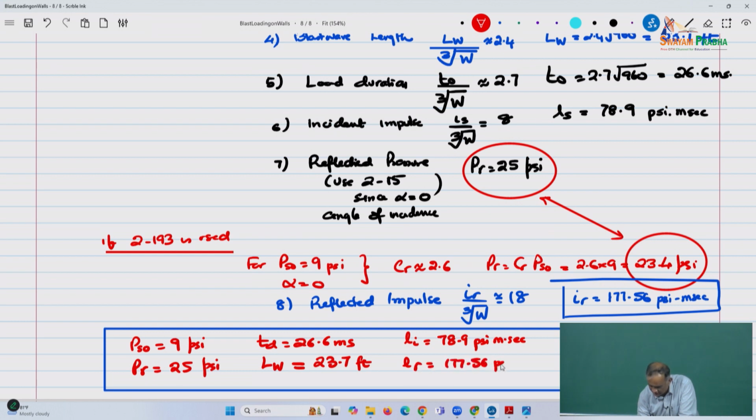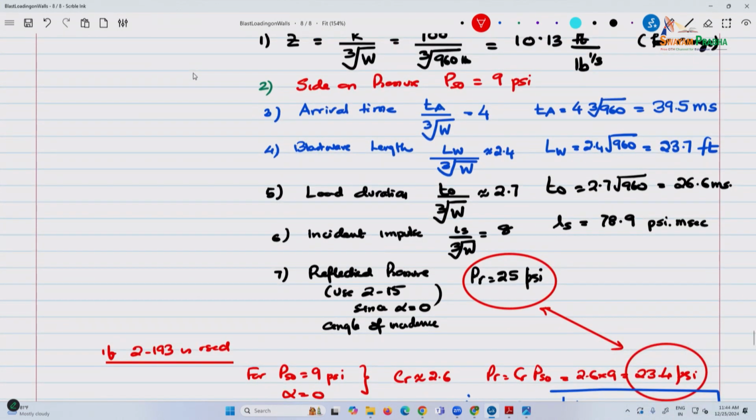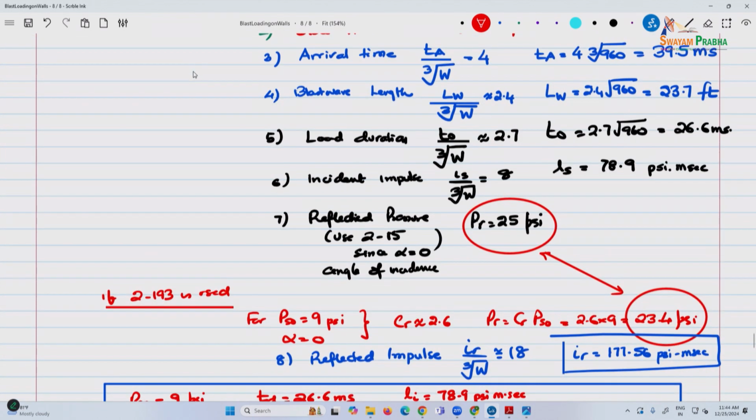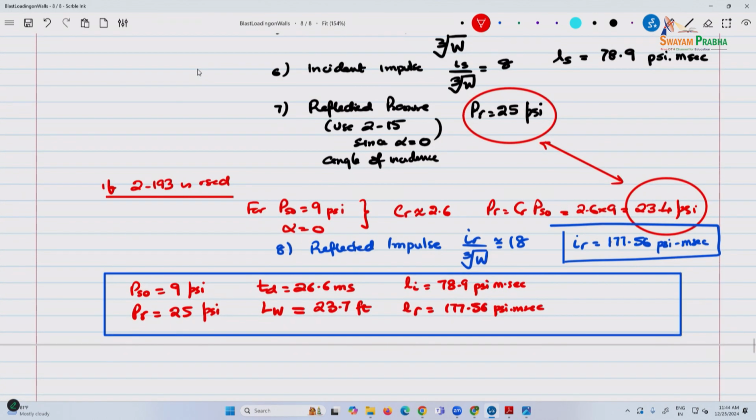I like to gather all these at the end because it gives me sort of a sanity check, making sure numbers are where they should be. LW is smaller than what I would expect, but anyway. And then arrival time is 39.5 milliseconds.